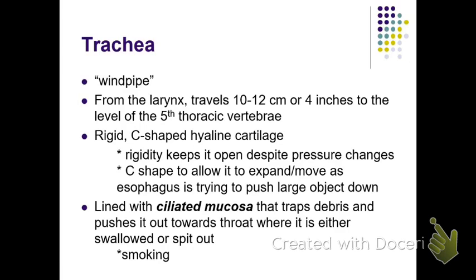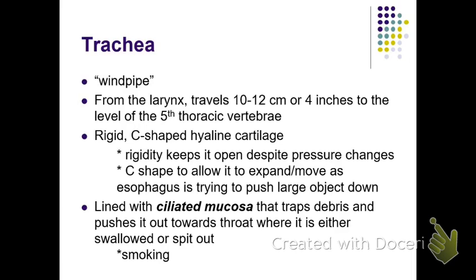Next, the trachea, also known as the windpipe, connects from the larynx, and it's about 4 inches long, at about the level of the 5th thoracic vertebra. And again, you have these hyaline cartilages that are semi-flexible, but rigid enough to keep it open despite the pressure changes that it undergoes. Even though it's rigid, it's flexible enough that it can expand and move the esophagus, especially when you take too big of a bite and you need to push that large bolus down into your esophagus.